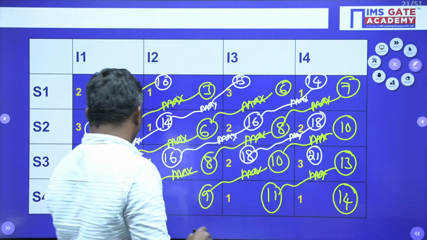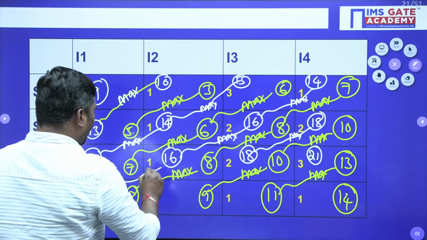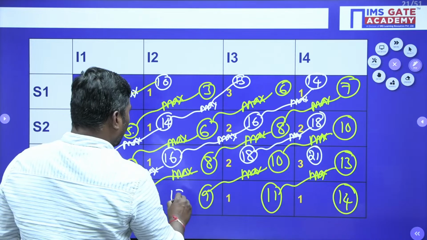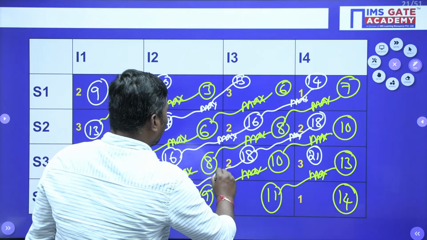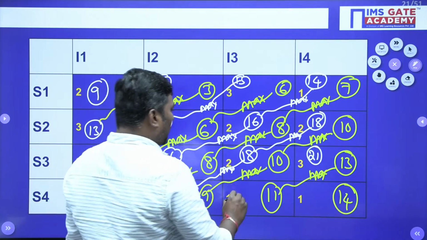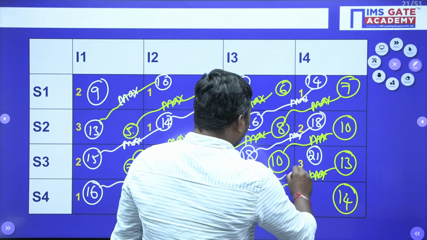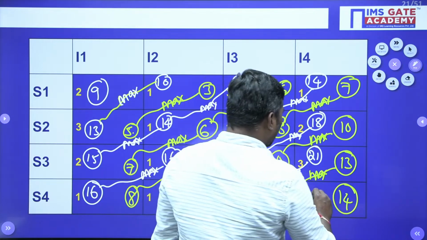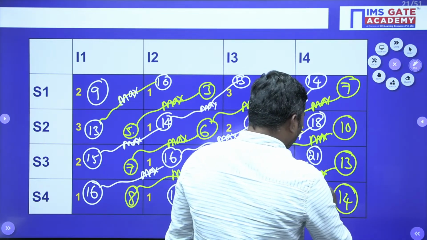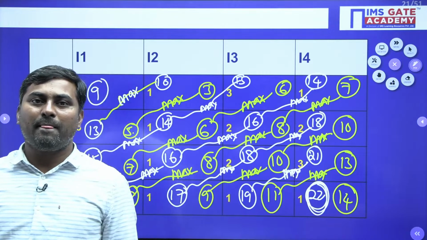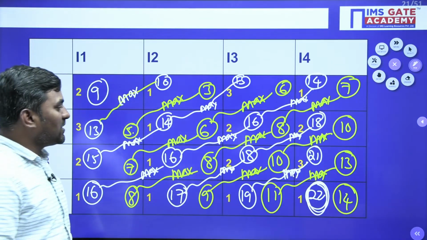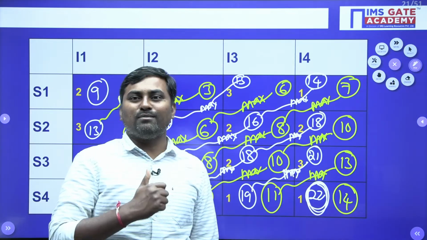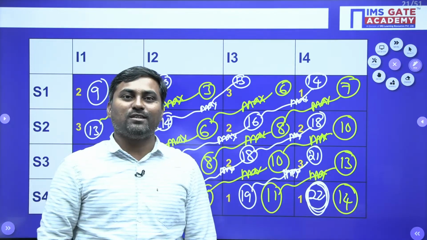Yes or no? Now the maximum of 16 comma 16 is 16, 16 plus 1, 17. Maximum of 17 comma 18 is 18, 18 plus 1, 19. So maximum of 19 comma 21 is 21, 21 plus 1, 22. Yes, done. Got the answer? 22, you got the answer or not? So is it taking more time, or is the timing diagram taking more time?